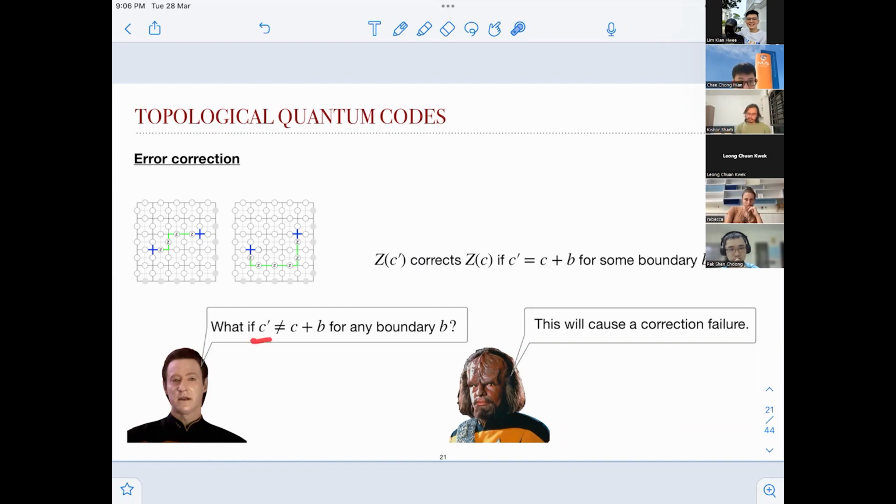But what if C prime is not equal to C plus B for any boundary B? That will lead to some logical error. So can we avoid the logical error in certain cases, and to what extent can we avoid it? This will be a topic of decoders. When we discuss decoders in the next tutorial, we will delve into these things in detail.